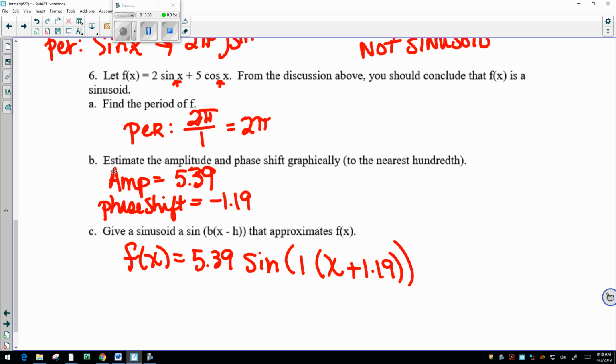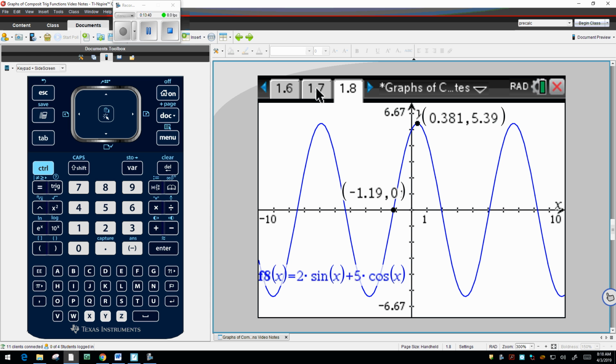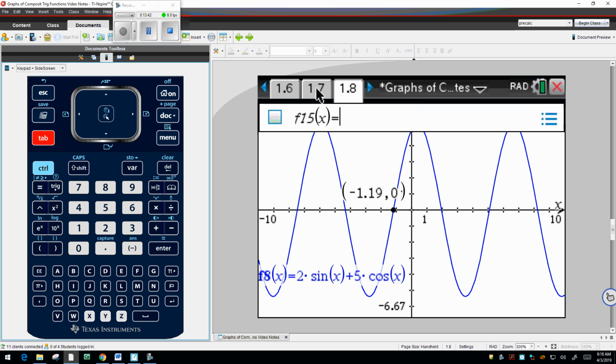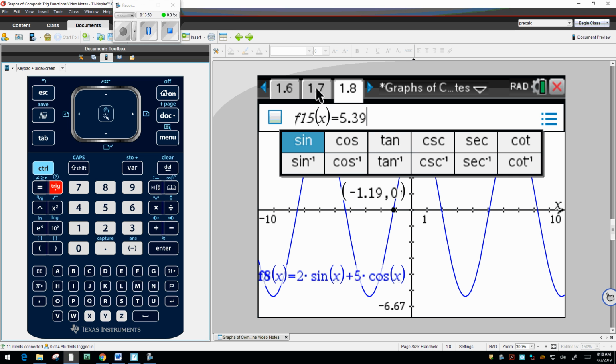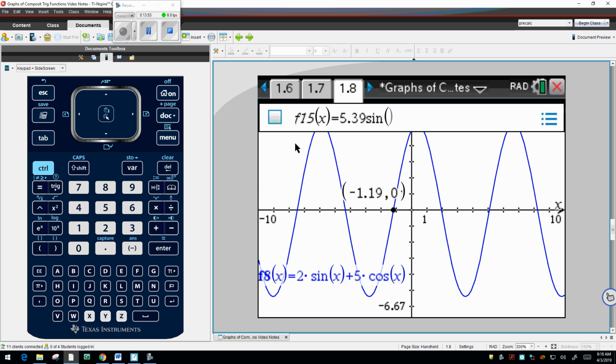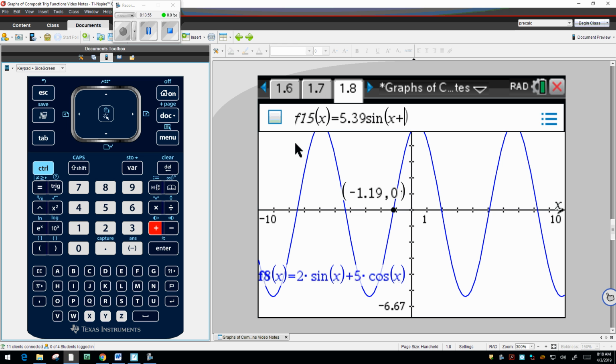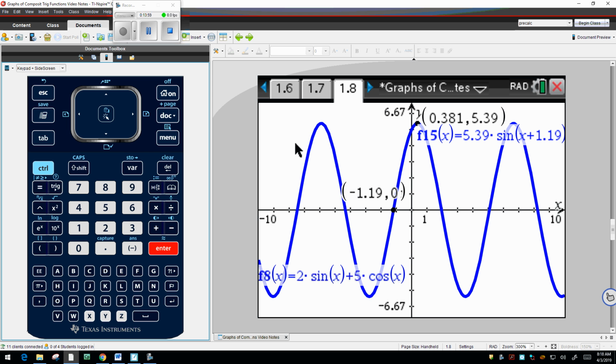Okay, so I should be able to go back and take that graph, and I should be able to plot it. And if I type this in, we have about 5.39 sine of x plus 1.19, and when I graph that out, I can see that it's approximately that same graph.